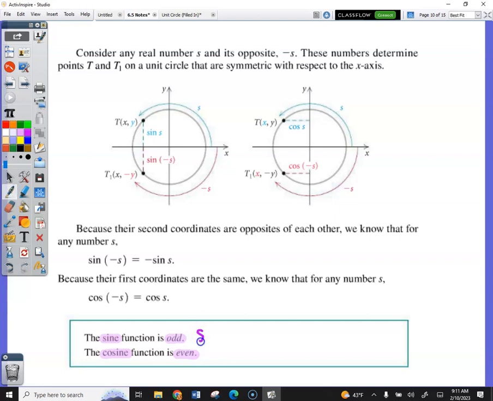Odd means it's symmetrical by a 180-degree rotation around the origin, by the way. If you think back to college algebra, that's how I told y'all to memorize. Odd means the origin. You're taking it and you're turning it upside down, and it's the same graph.